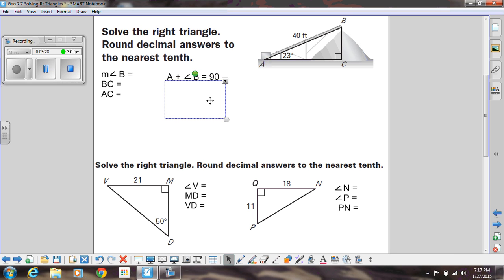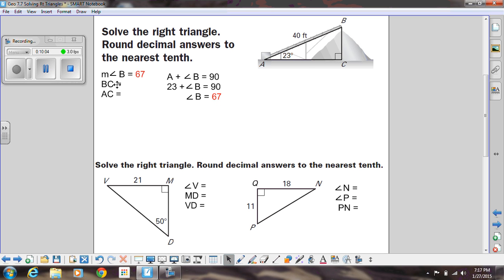So let's first talk about the angle. I know from the previous section that the two acute angles in a right triangle add up to be 90. So I know angle A and angle B add up to be 90. Well, we know angle A is 23, so all I have to do is subtract 23 from 90. And I get angle B is equal to 67. So that's pretty simple to do. There wasn't a whole lot of calculation there.